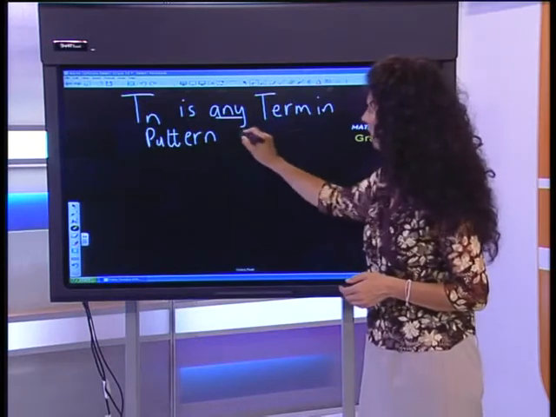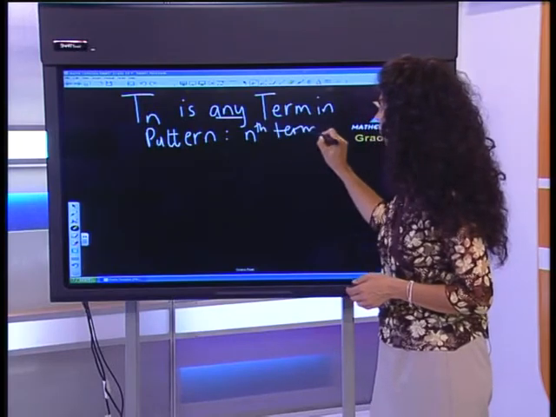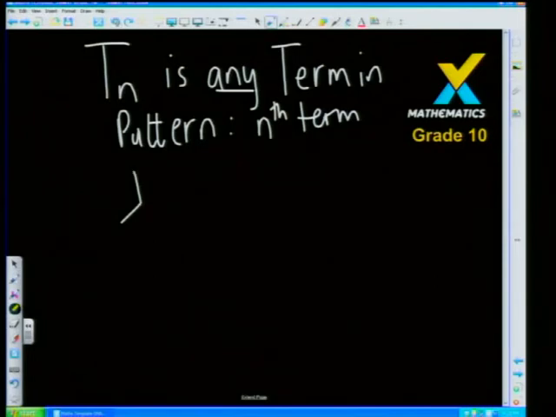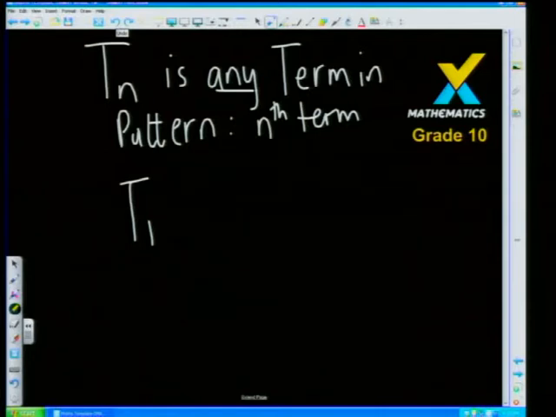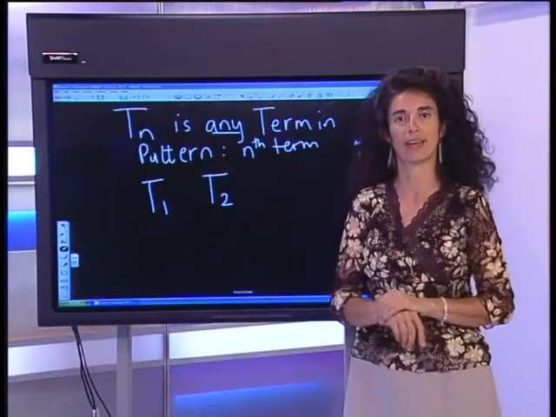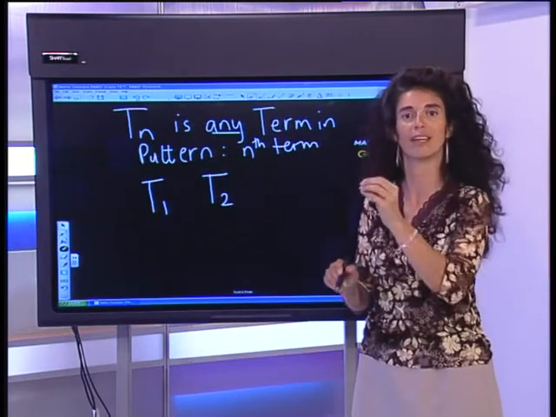So Tn is any term, and we also refer to it as the nth term. So if I say to you T1, okay, let's just do that nicely, T1, then what exactly are you referring to? It's like calling a person by name. We are calling that term by name. So T1 refers to the first term because there's a 1 as a subscript. Okay? T2 is calling the second term by name. 2 referring to that second term in that pattern.